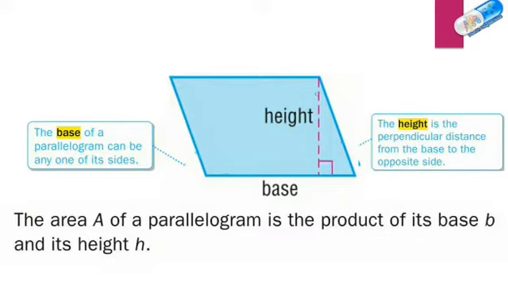There is something called a height in a parallelogram. As you see here, the height is the perpendicular distance from the base to the opposite side. And the word perpendicular means it makes 90 degrees, as here. So the area A of a parallelogram is the product of its base B and its height H. And the product means that we multiply the base B times the height H.